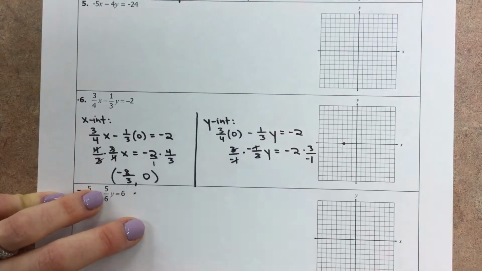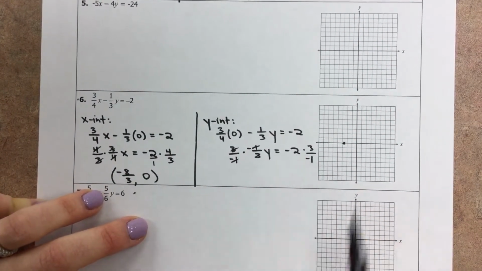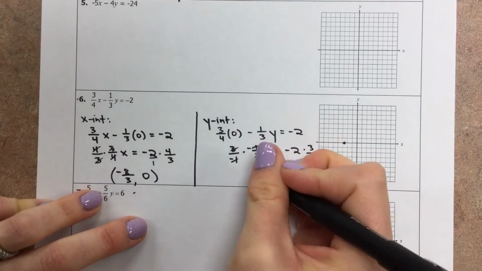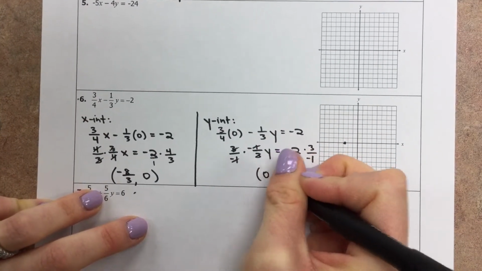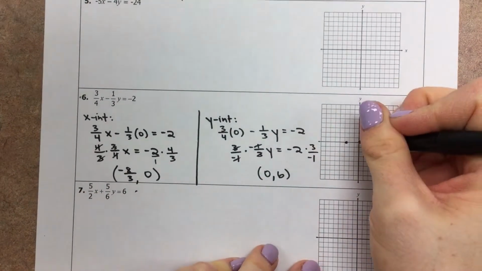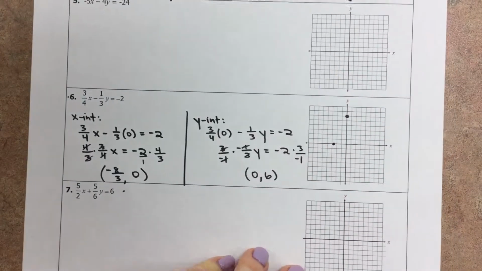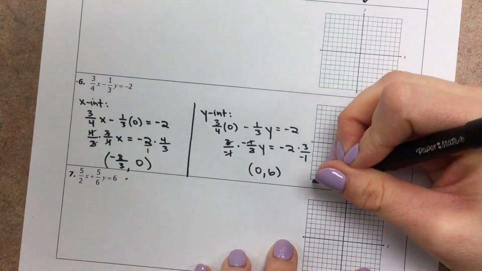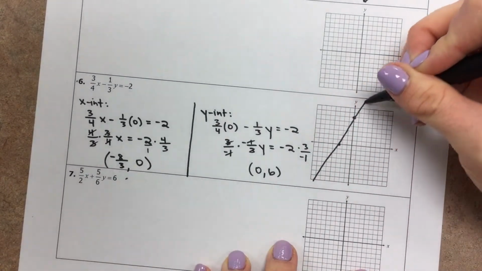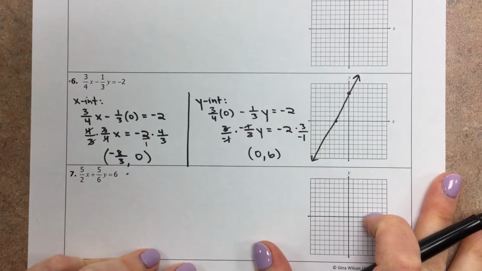So these cancel, the y is by itself. And this, my negatives cancel, and 2 times 3 is 6. So my y coordinate is a 6, and I knew my x coordinate was a 0. So plot that on the y-axis. I'm going to do 1, 2, 3, 4, 5, 6. Okay, so 2 points is enough. We just connect the dots, arrows on both sides. All right, so just kind of a quick little lesson today.